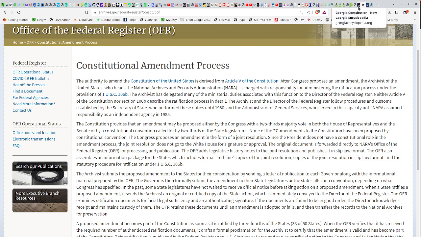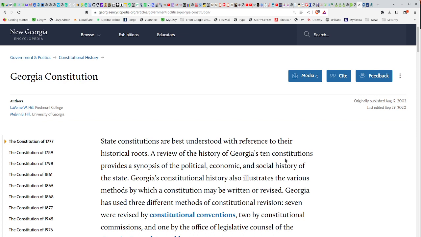Now, I wanted to talk a minute about state constitutions. We know that to ratify the federal constitution, it has to be 2/3 House, 2/3 Senate, and then it has to go through the ratification of at least 3/4 of the states before it can actually go into the Constitution. In the case of a state constitution, however, that's not the case at all. Each state has its own rules, and for example, the state of Georgia has actually had 10 different constitutions.